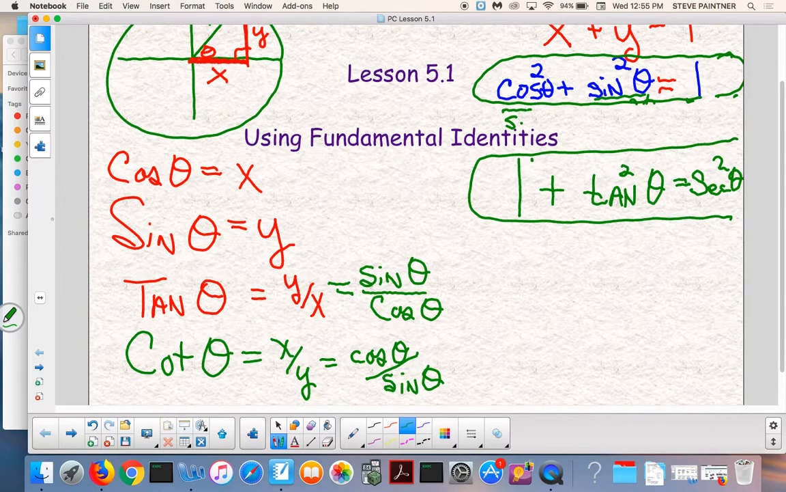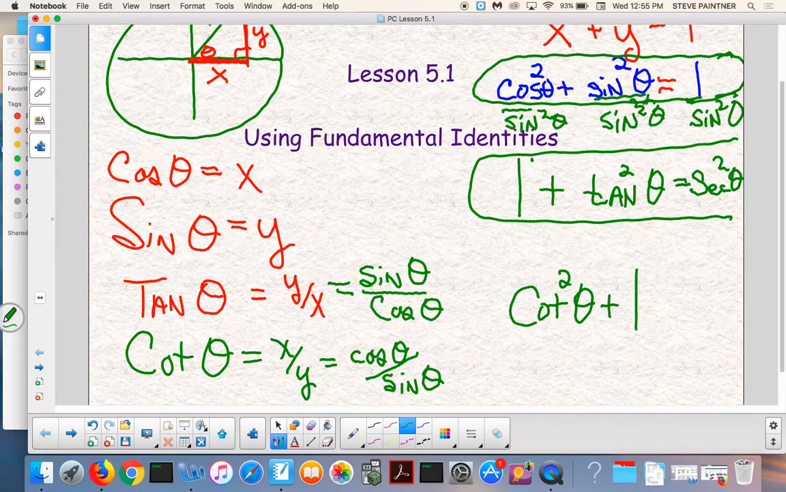So if I go sine squared, and sine squared. Okay, what's cosine squared over sine squared? It's cotangent squared. Okay, so here comes another identity that you can use. Cosine squared over sine squared plus 1 equals 1 over sine squared. Look at the reciprocal one. Yeah, it'd be cosecant, wouldn't it?